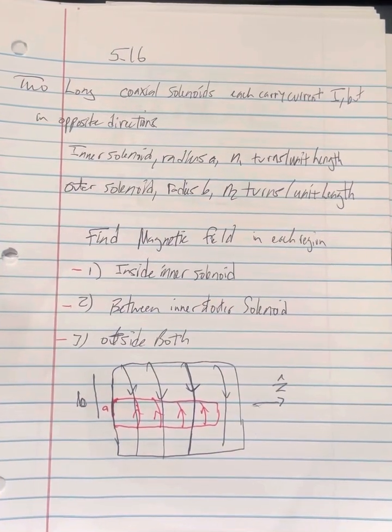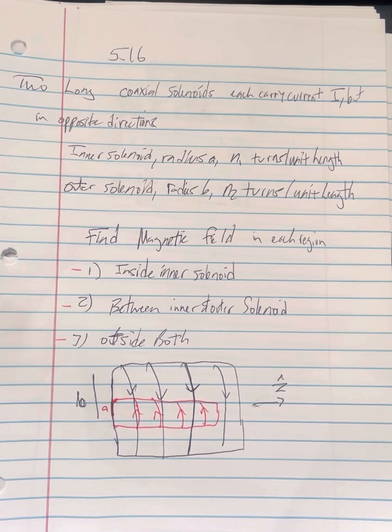Problem 516. Two long coaxial solenoids each carry current I, but in opposite directions. The inner solenoid has a radius A with N1 turns per unit length, and the outer solenoid has a radius B with N2 turns per unit length. Find the magnetic field in each region: inside the inner solenoid, between the inner and the outer solenoid, and outside both solenoids.